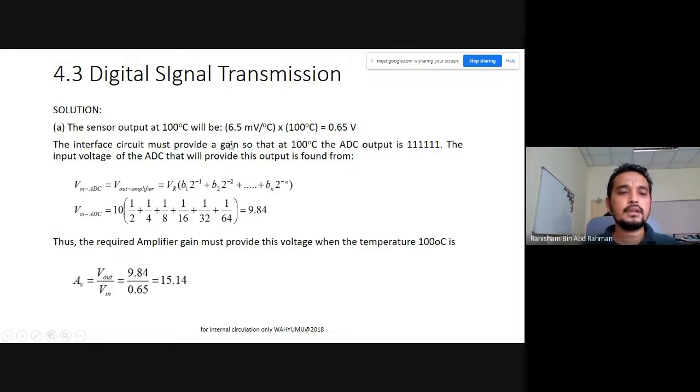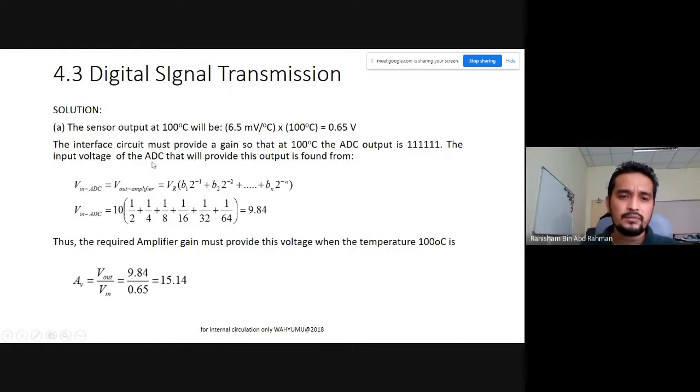Okay, the interface circuit must provide a gain so that at 100 degrees Celsius, the ADC output is 111111. We know it is a 6-bit. Why should it be all ones? Because that is the maximum value. We know 100 degrees Celsius is the maximum, and from the binary digits you've learned in digital electronics, all ones is the maximum combination.